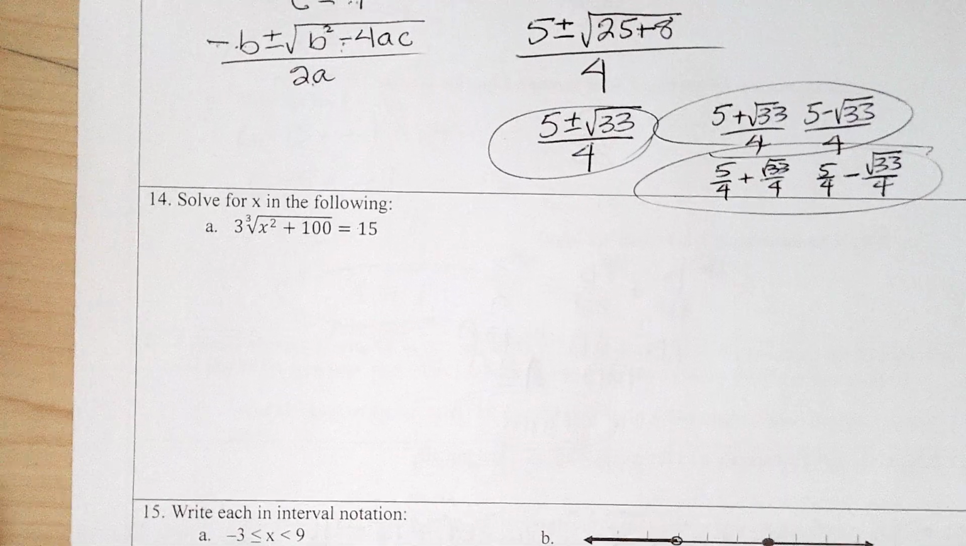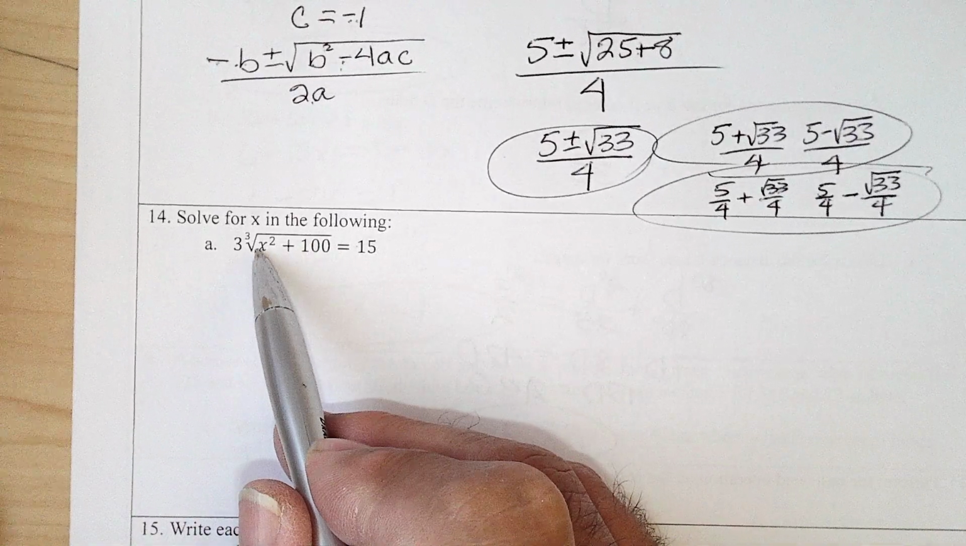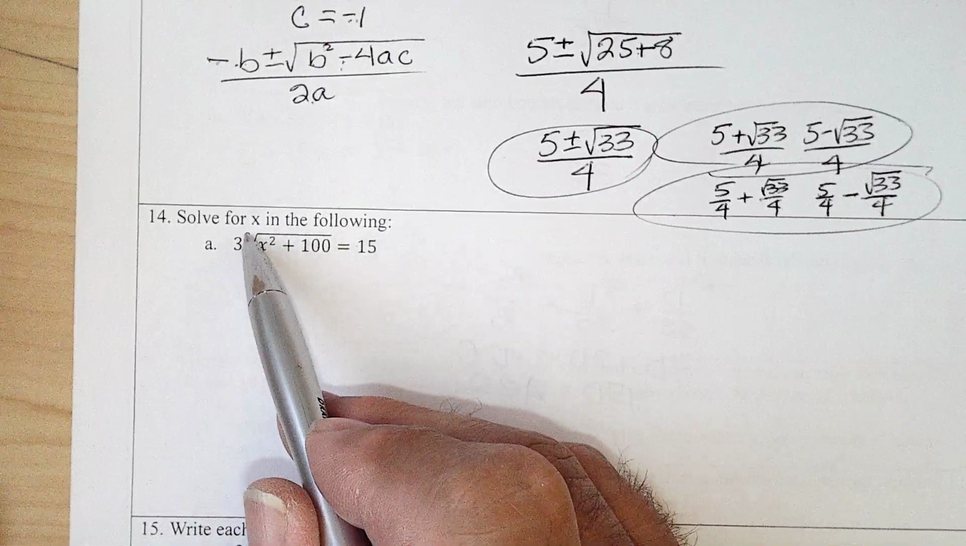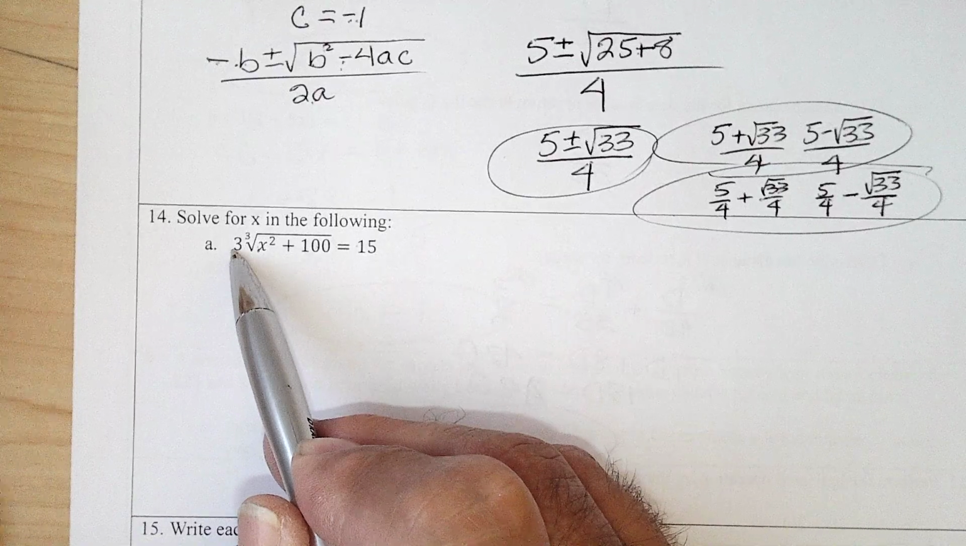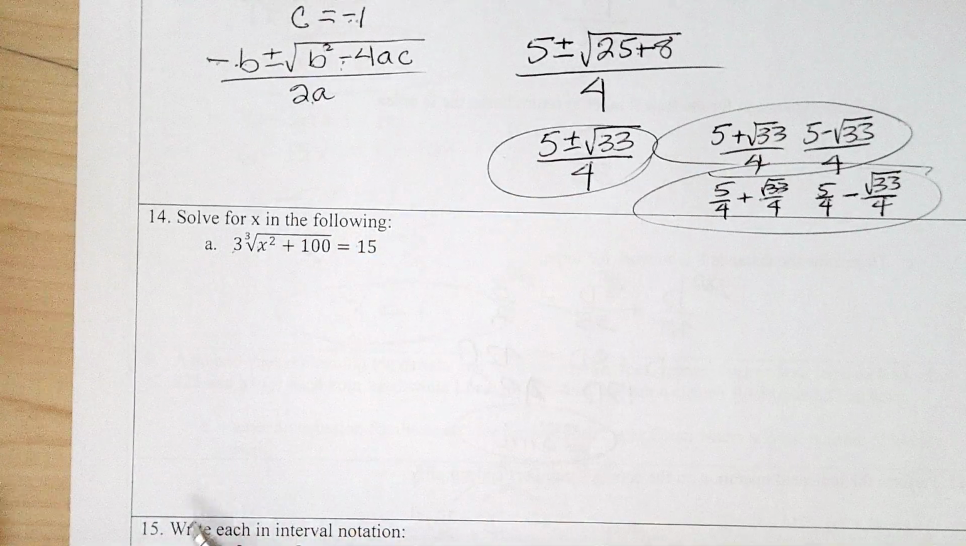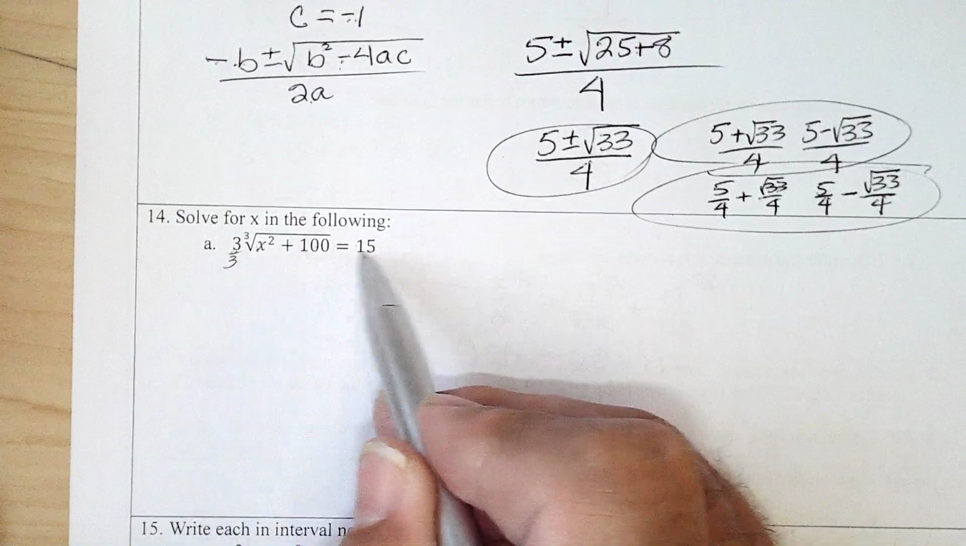Several people had trouble with 14. We're trying to solve for x, so we're unwrapping. It says square it, add 100, take the cube root, and multiply by 3, in that order. To unwrap, you do everything opposite, undo it. So the last thing was multiply by 3, so I divide by 3.